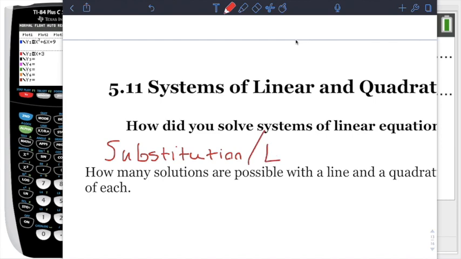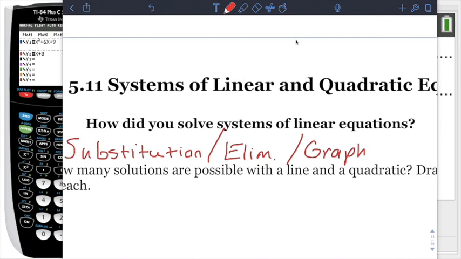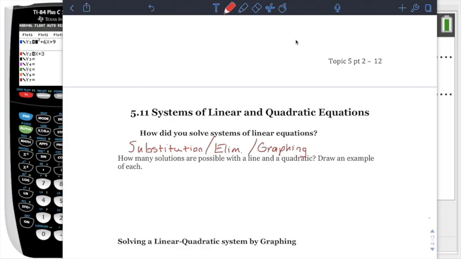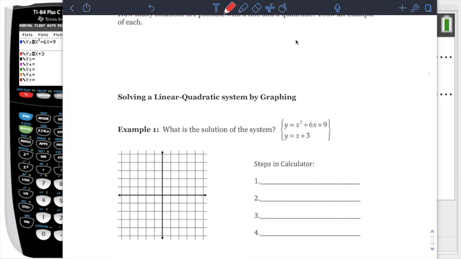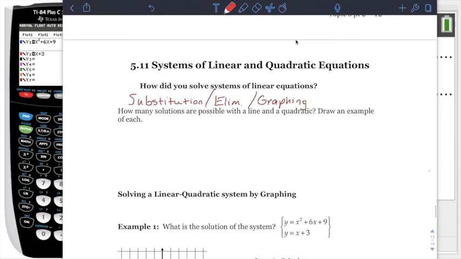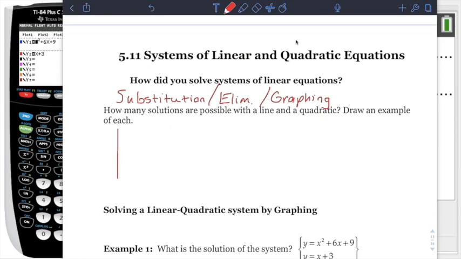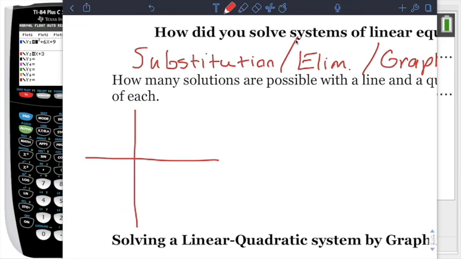elimination, and then also graphing. Those are kind of the main ways. I guess you could also say matrices here, but that's not going to apply for today. So we can do the same exact thing with x squared graphs, or quadratic graphs, and linear equations. So we're going to draw some examples of what the intersections might look like.